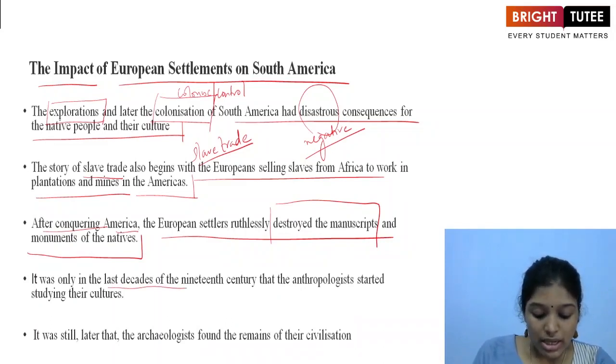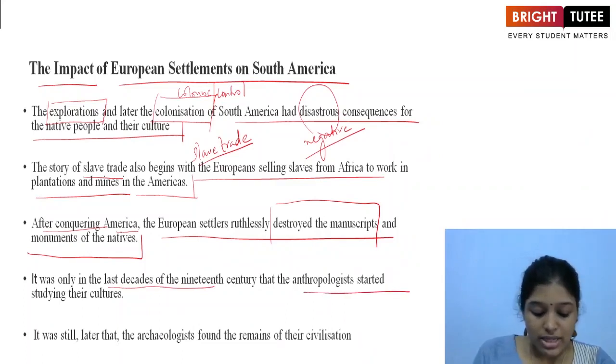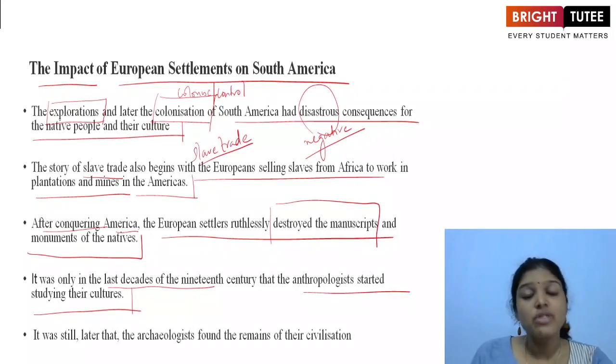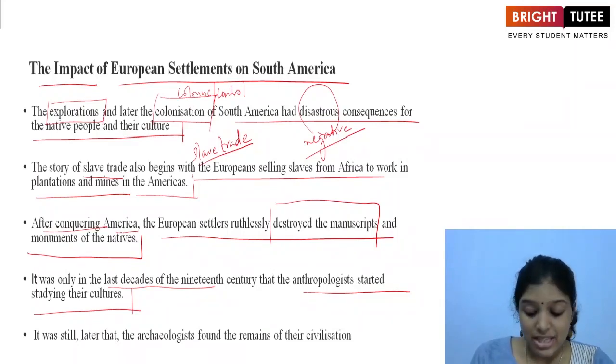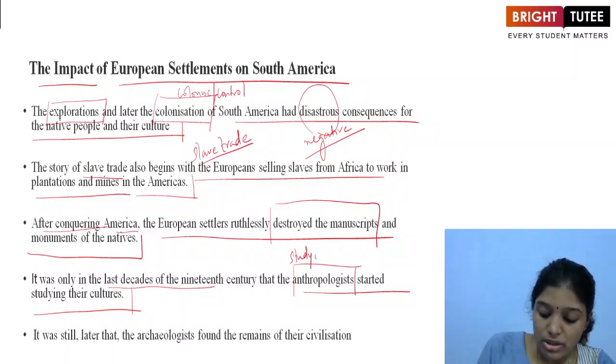And it was only in the last decades of the 19th century that the anthropologists started studying their cultures. And it was only a long time after, that is from 15th to 19th century, more than 4 centuries, that it takes the anthropologists. So anthropologists are scholars who closely study different living cultures. So study of human culture is called anthropology.